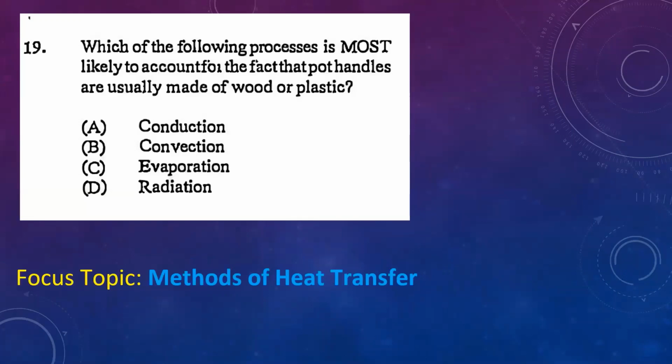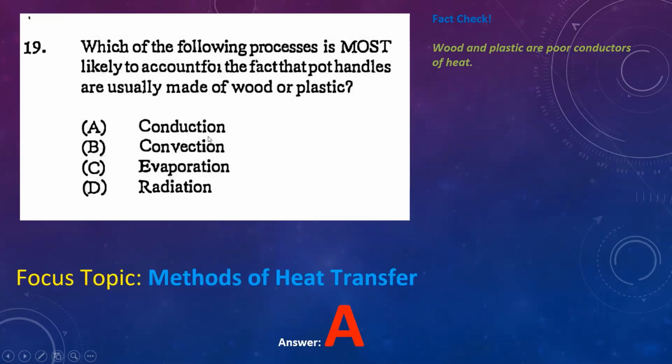Number 19, which of the following processes is most likely to account for the fact that pot handles are usually made of wood or plastic? What we know about wood and plastic in terms of thermal conduction is that they are poor conductors of heat, and so we are trying to minimize conduction in that case. So the answer is A.